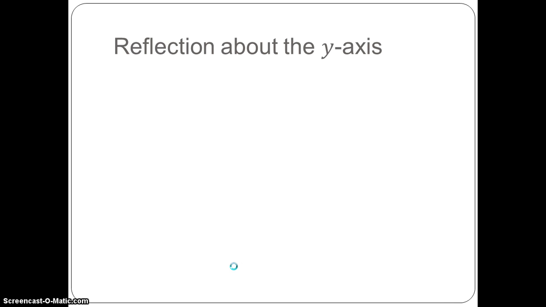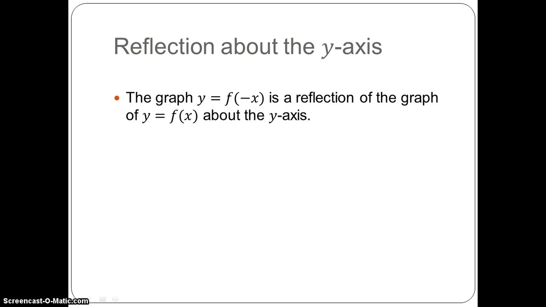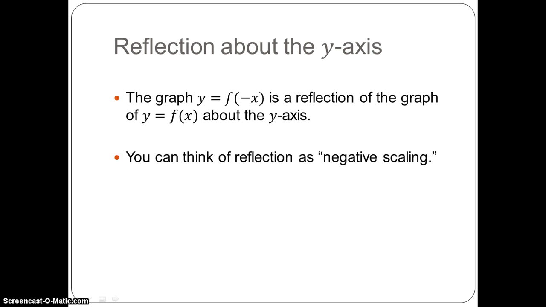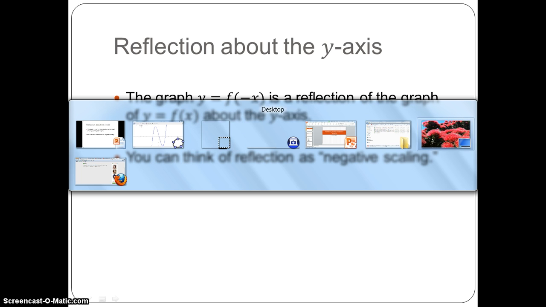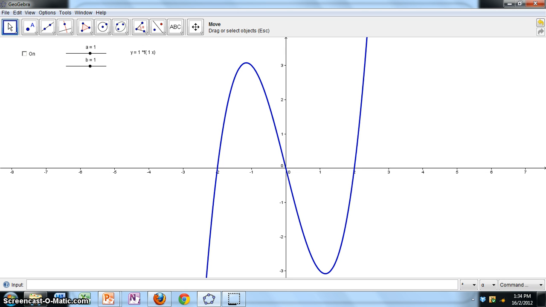This can be generalized by saying that the graph of y is equal to f of negative x is a reflection of the graph of y is equal to f of x about the y-axis. And again, we can think of this reflection as negative scaling. What do I mean by negative scaling? This is a GeoGebra worksheet. What you see here is the graph of y is equal to a times f of bx.